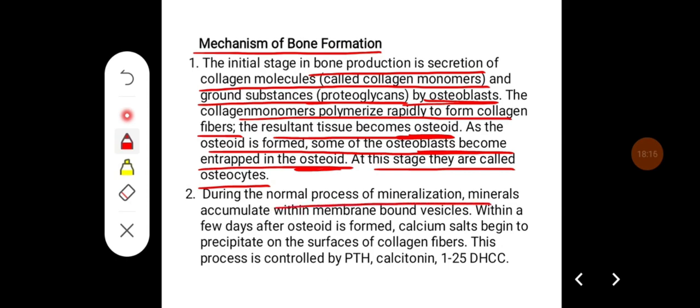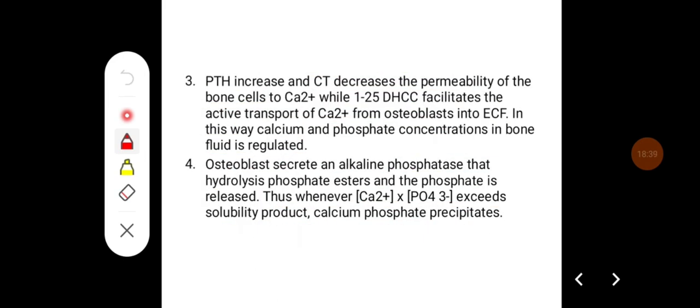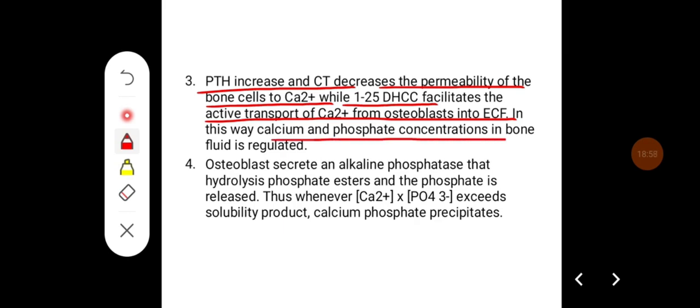During the normal process of mineralization, minerals accumulate within membrane-bound vesicles. A few days after osteoid is formed, calcium salts begin to precipitate on the surface of the collagen fibers. This process is controlled by parathormone, calcitonin, and 1,25 dihydroxycholecalciferol. Parathormone and calcitonin decrease the permeability of the bone cells to calcium, while 1,25 dihydroxycholecalciferol facilitates the active transport of calcium from osteoblast into extracellular fluid. In this way, calcium and phosphate concentration in the bone fluid is regulated.